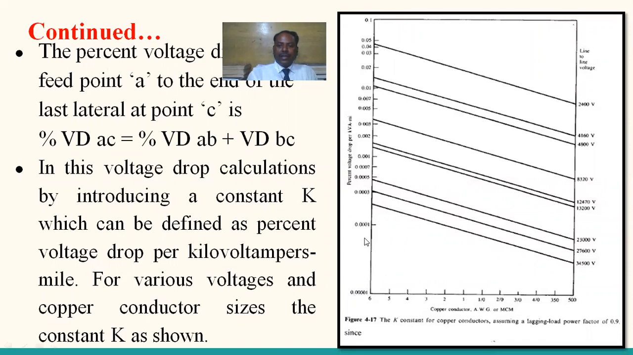Various values of K are given here. This K value depends upon the line-to-line voltage as well as the copper conductor size. So this figure represents what? The K constant for copper conductors, assuming a lagging load power factor of 0.9.